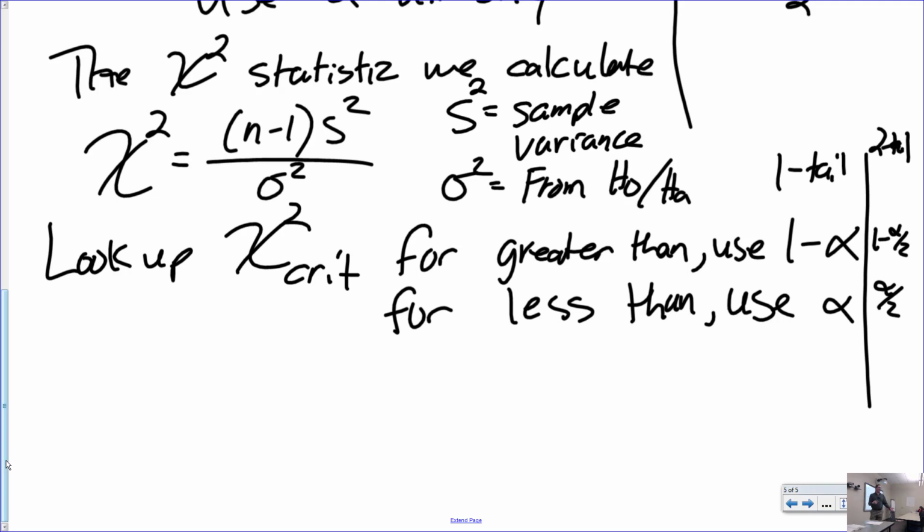So if you're doing a one-tailed test, you want to leave all of your alpha on one side, so you don't necessarily have to divide anything in half, right? But I want to make sure that you keep track of which one's giving you a value for the right-hand side of the chi-squared graph, and which one's giving you a number on the left-hand side of the chi-squared graph. All right?